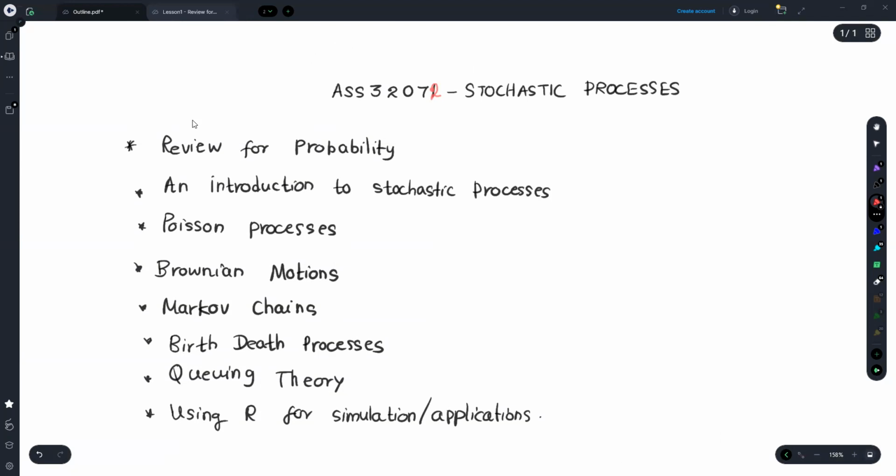Right. Okay, then. So I'll start with a small review for probability. Now, since you are honor students in statistics, probability is not a new subject.